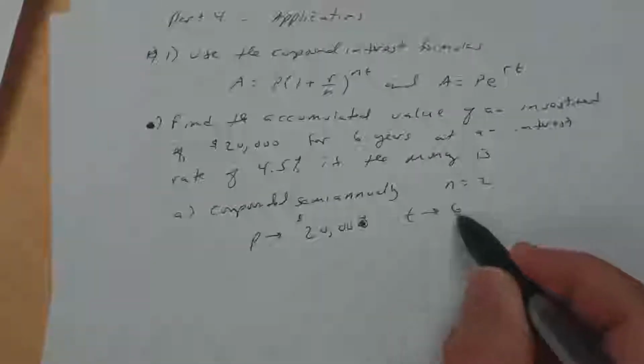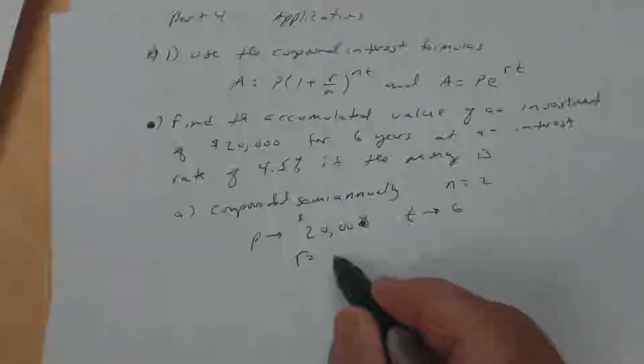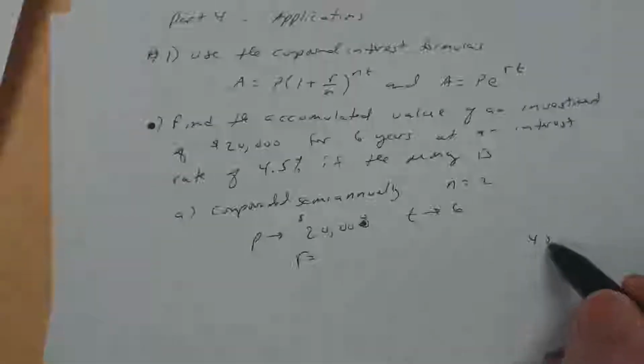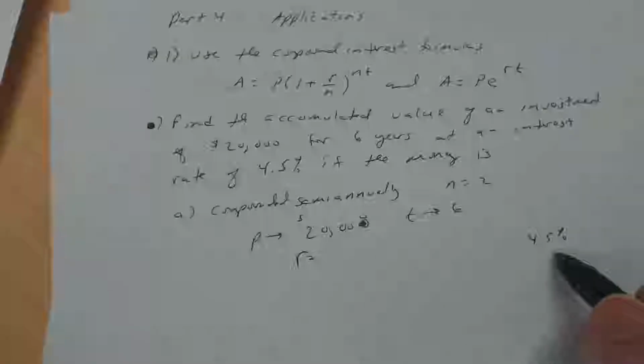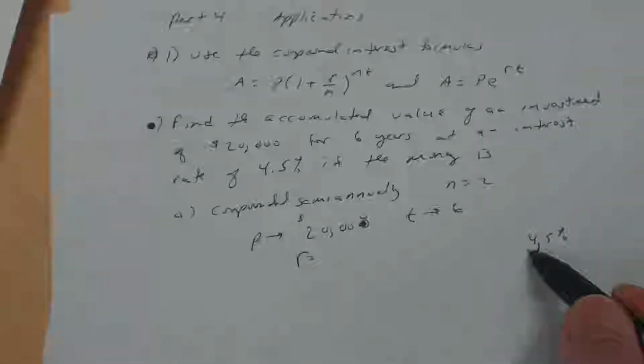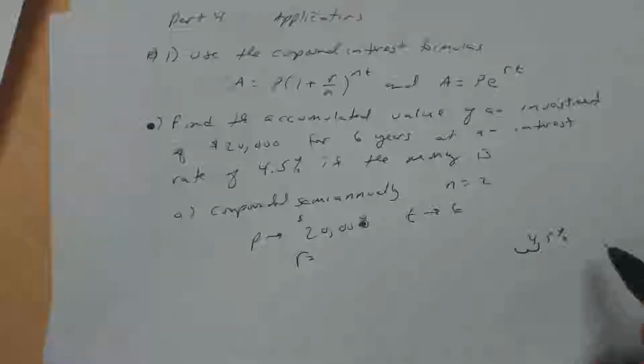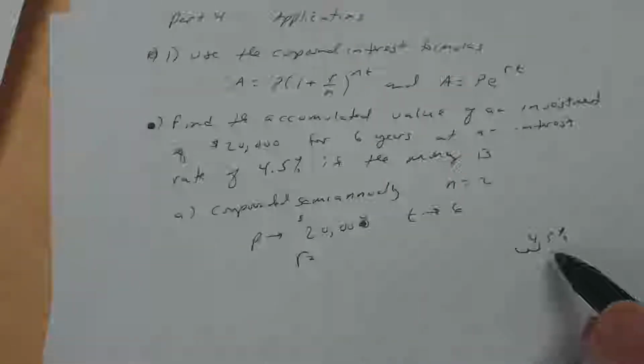T is 6. R is, now remember, 4.5%, you have to change that to a decimal. So let's remember how to do that. To change a percent to a decimal, you move the decimal point 2 places to the left. Remember, percent means per 100, so divide by 100, which means moving the decimal place 2 places to the left.